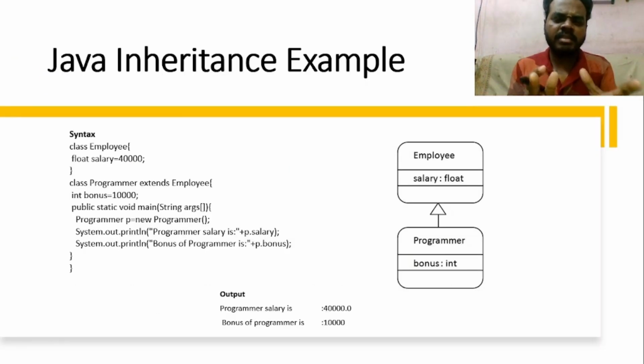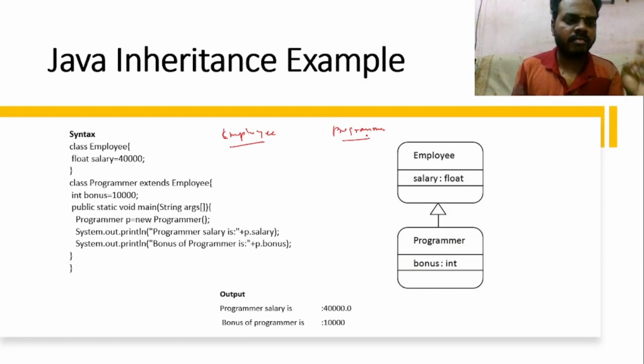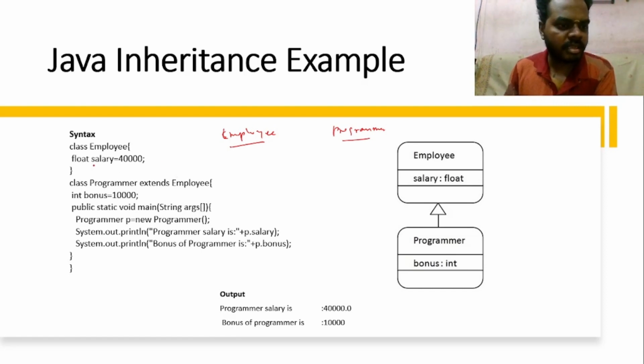The next thing, we can see a simple example of Java inheritance. In this example, we have two classes here. We have an employee class, and another class is the programmer class. In this employee class, we have only one variable called salary. This salary variable holds the data 40,000. So there is only one data available in your employee class.